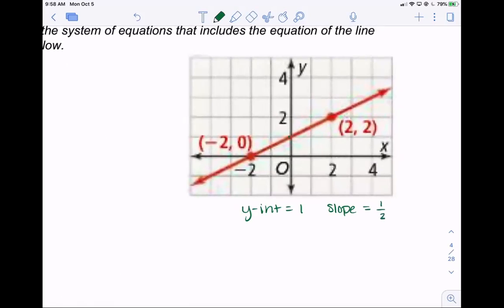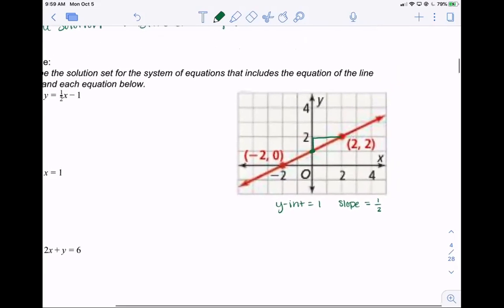Okay, so if we start at that y-intercept, we would go up 1 to the right 2. So that's our slope. If you did between the two points, that would be up 2 to the right 4, which reduces to 1/2. So either way.